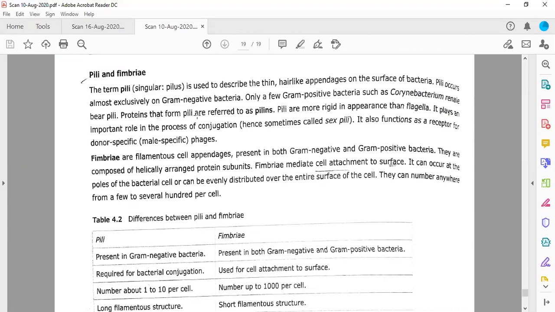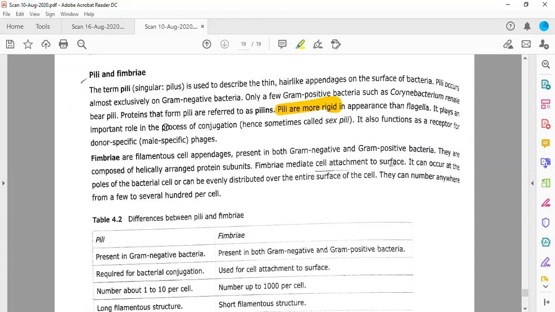Proteins that form the pilus are referred to as pilin proteins. Now the proteins also change. In flagella, flagellin proteins are found. In pilus, the pilin proteins are abundant. Pilus are more rigid in appearance than flagella. So we have discussed the flagella, and we know flagella are rigid structures, but pilus are even more rigid.